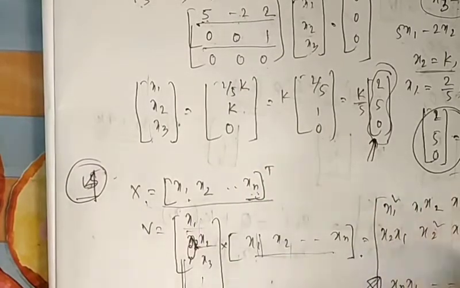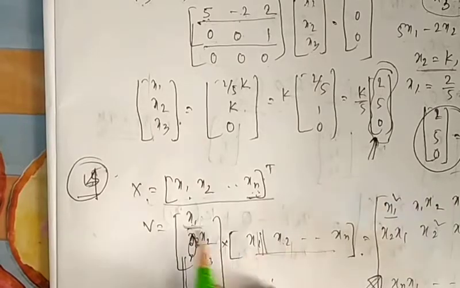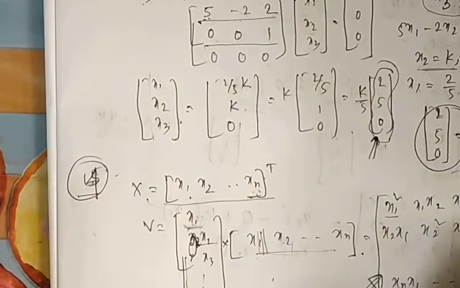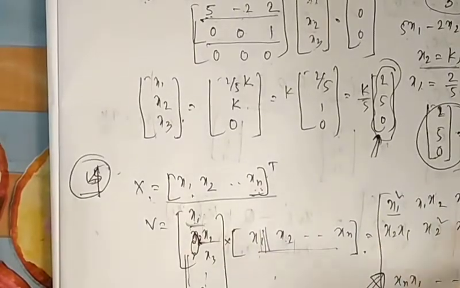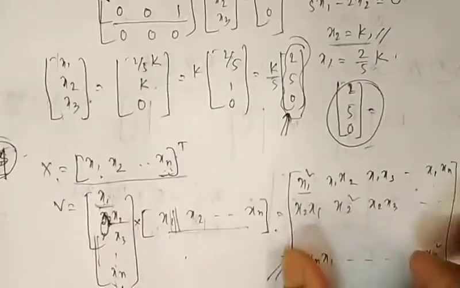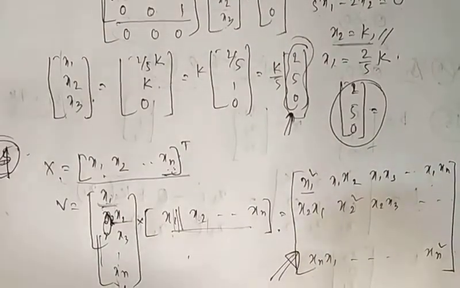So if you multiply it, V becomes something like that: x1 into x1, x1 square, x1 x2, x1 x3, and the last is x1 xn. Same with x2 x1, x2 square. So you can do it up to this much. Now as your matrix becomes so big, how to analyze this one? How to find the rank of this one?